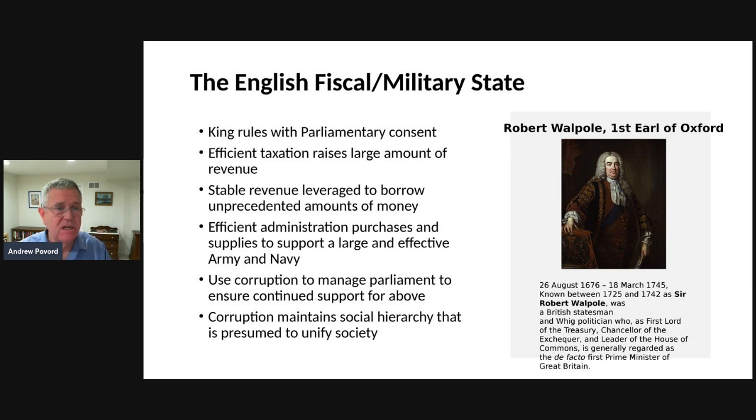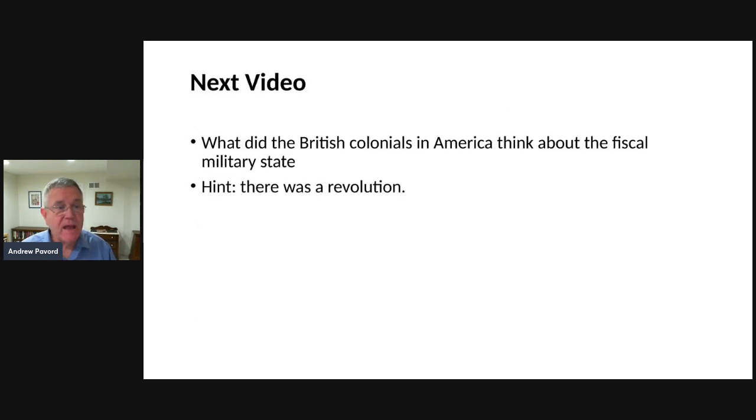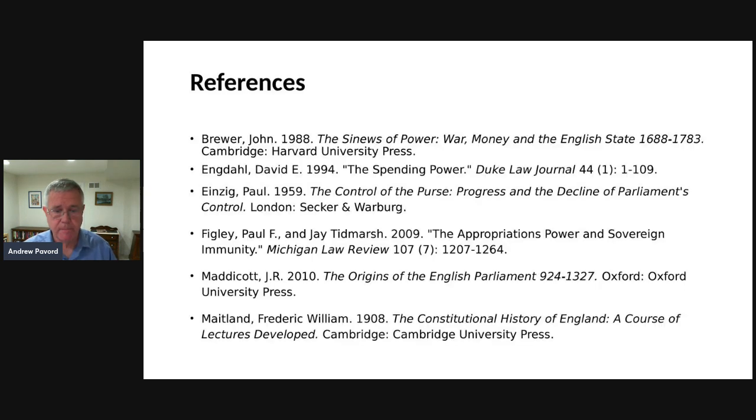And that is the secret of the English success, the fiscal military state built upon the idea of efficient taxation with the idea of parliamentary consent for appropriations. Now, in the next video, we're going to talk about what the British colonials in America thought about the fiscal military state. What did the Americans think about this? And just a hint, there was a revolution.